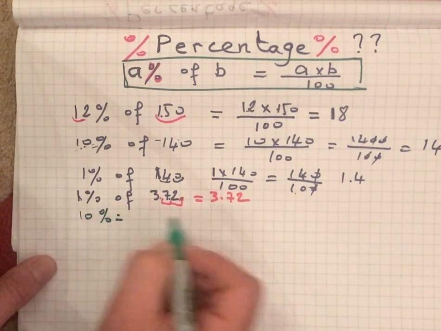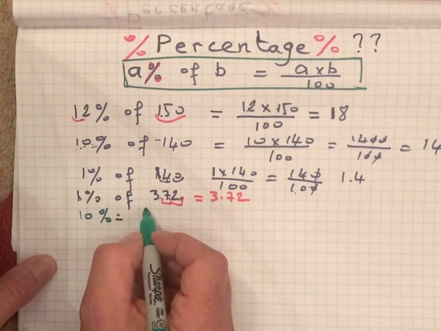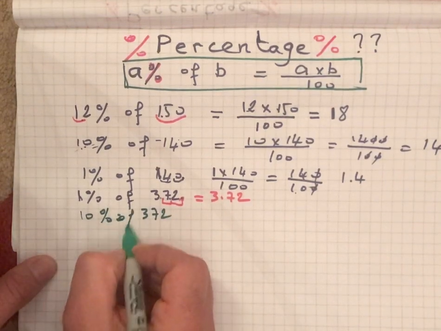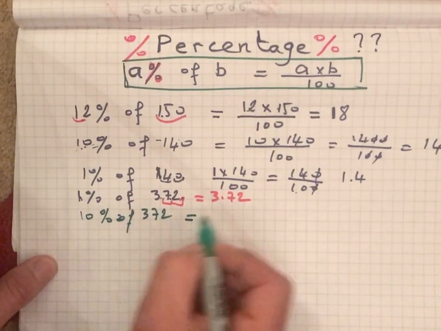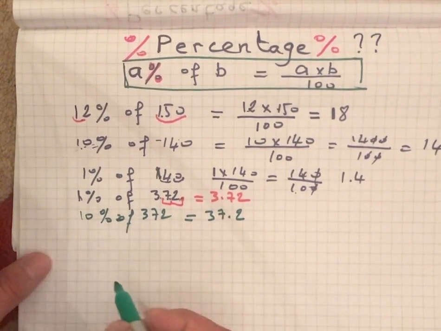Then 10%. 10% of any number is moving the decimal point 1 step backward. So 10% of 372 equals 37.2. Just move it backwards.